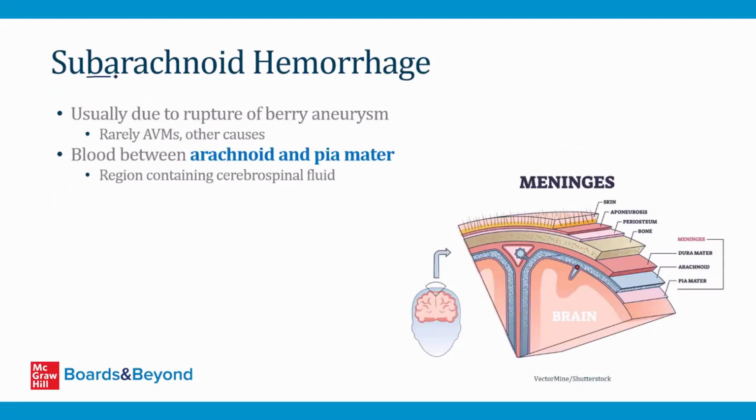Next, let's talk about subarachnoid hemorrhage, which, as I mentioned, is a clinical syndrome that is almost always caused by rupture of one of those large berry aneurysms of the circle of Willis. Rarely it can occur because of bleeding from something other than a ruptured berry aneurysm.